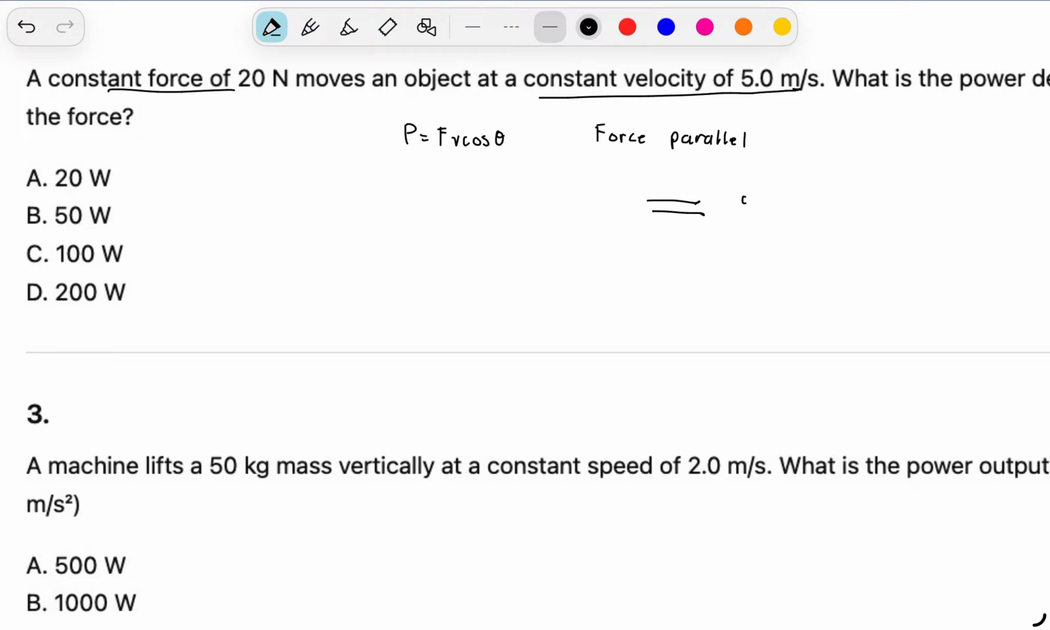is 0. So you have theta is equal to 0, and cosine of 0 is equal to 1. So you're going to have 20 times 5.0, and that's equal to 100 watts. So your answer is C.